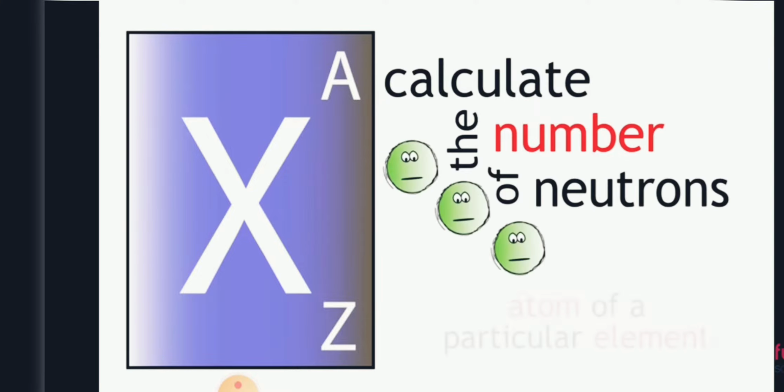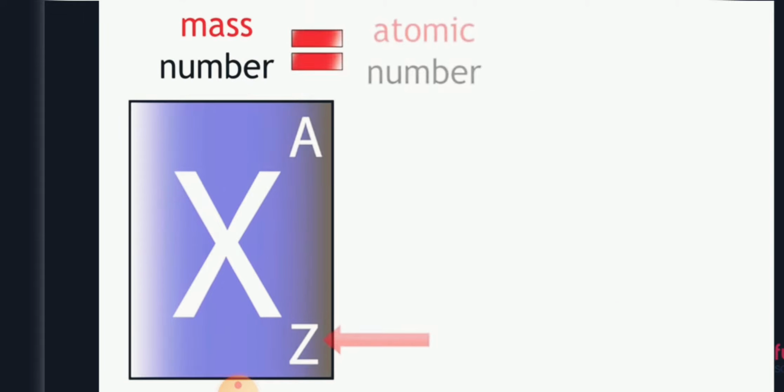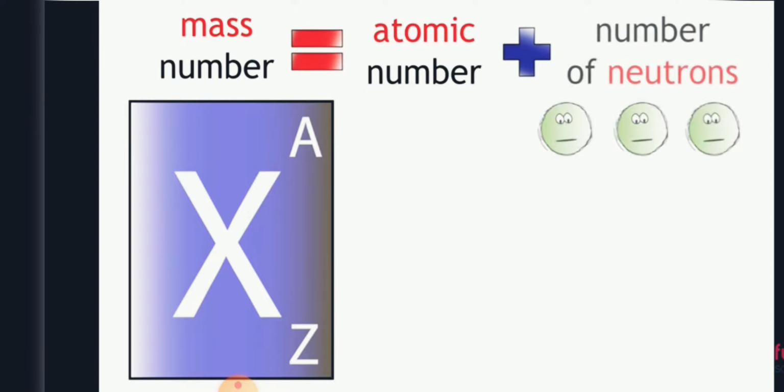Let's find out how to calculate the number of neutrons if we know the atomic number and the mass number. As we know, mass number is equal to atomic number, which is the proton number, plus the number of neutrons. So we can calculate the neutron number by using this equation if we know the mass number and the number of protons.